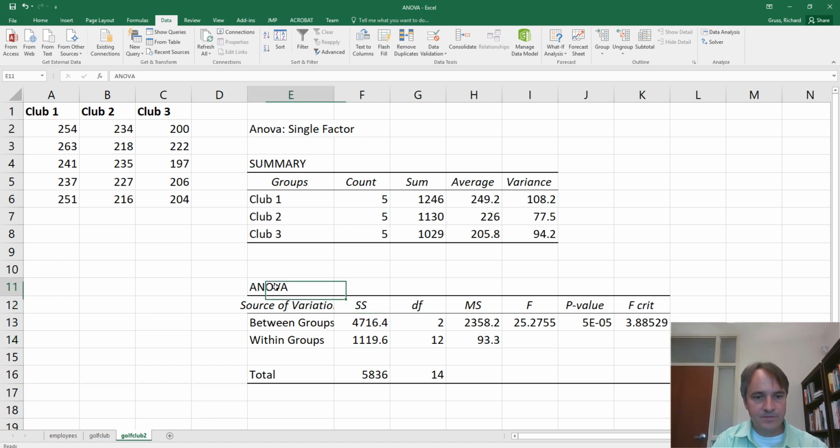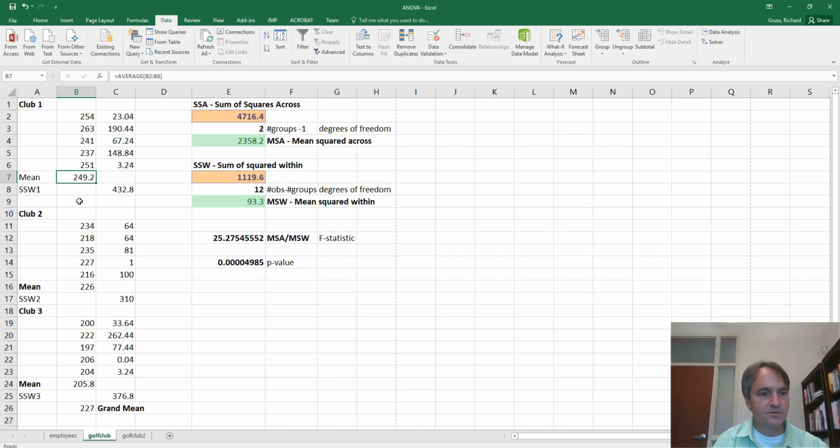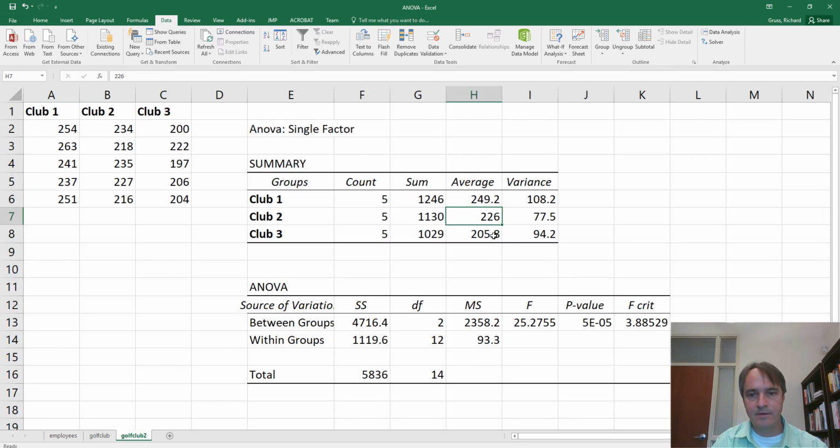This is actually your Anova table. It provides you with this summary up here. This is not really too necessary for interpretation, but we've got our clubs here. It counted the observations, added them up, and then took the average. We did take these averages, so this is the within group average, and we took each of these over here: 249, 226, 205. And it found the within group variance here.